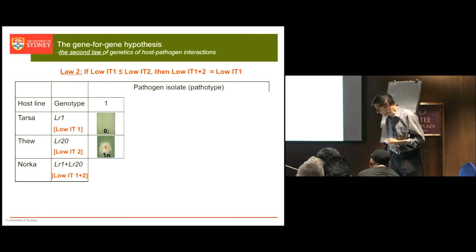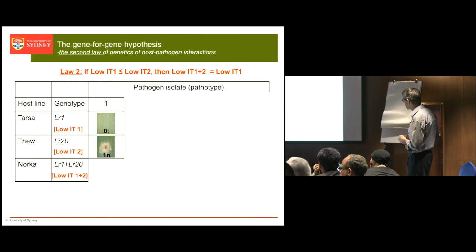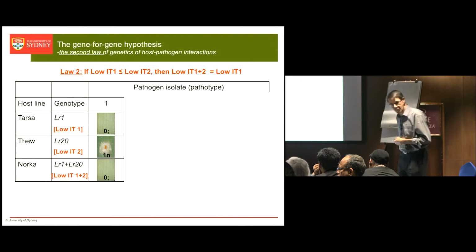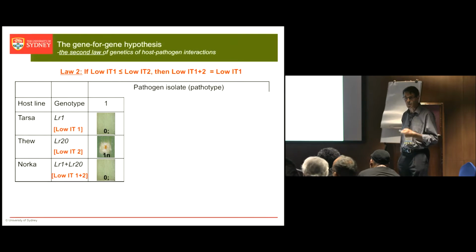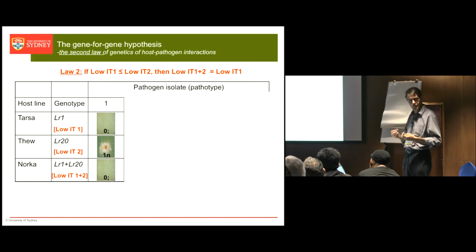What do you think would happen if we have a wheat cultivar that carries both of those resistance genes? This variety Norco was bred in Australia and it carries both of those resistance genes. What do you think this infection type is going to be here? It's a Nort FLEC, right? The reason is because this one is lower than this one, so we're going to see the lowest one of the 2 when we've got both together.